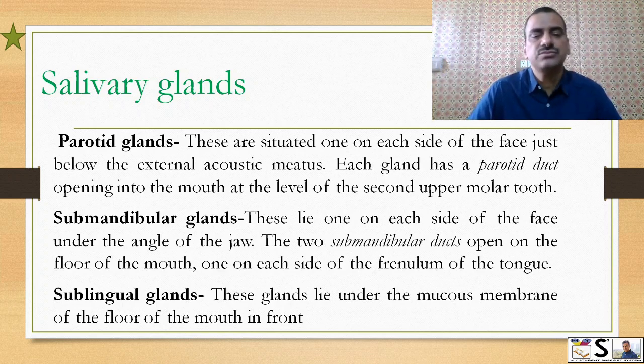Submandibular gland. These lie one on each side of the face under the angle of the jaw. Two submandibular ducts open on the floor of the mouth, one on each side of the frenulum of the tongue. Sublingual gland. These glands lie under the mucous membrane of the floor of the mouth, in front.